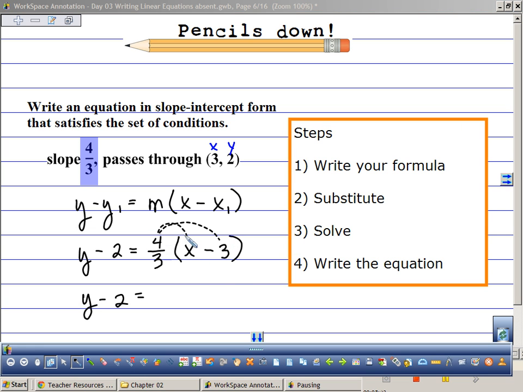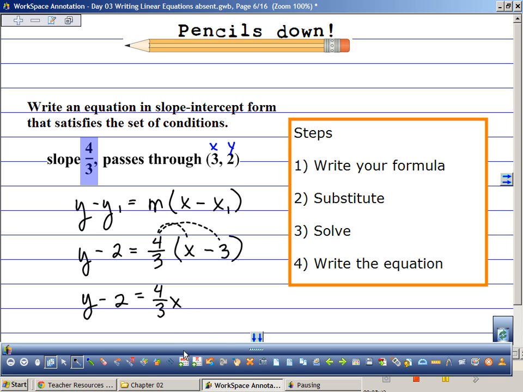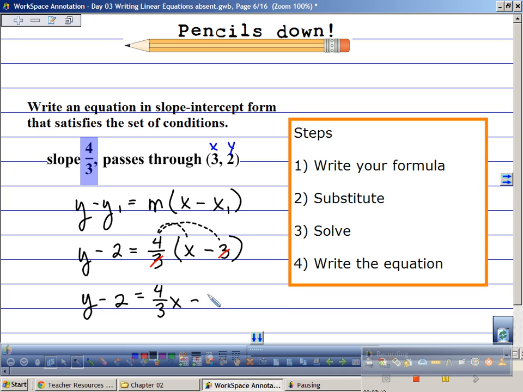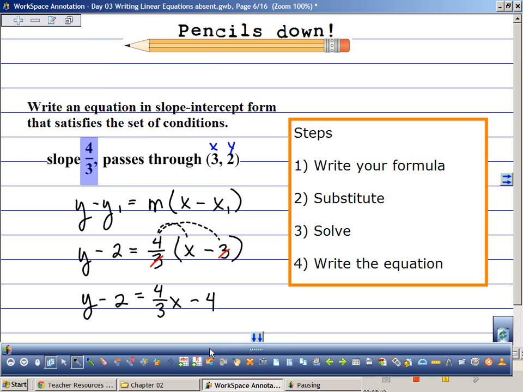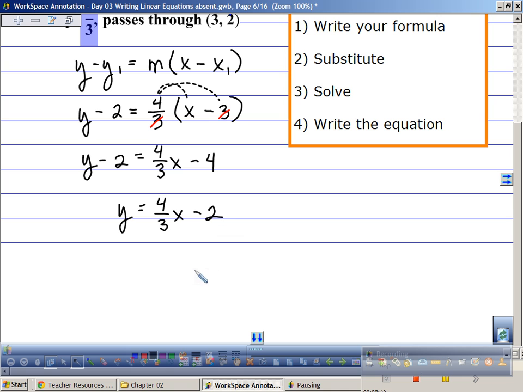And I get when 4/3 is multiplied by x, isn't that just 4/3 x? And when 4/3 is multiplied by -3, don't the 3's cancel? Which gives me minus 4. What's my last step? Add 2 to both sides. So I leave with 4/3 x minus 2. No need to plug anything back in. You're just done.